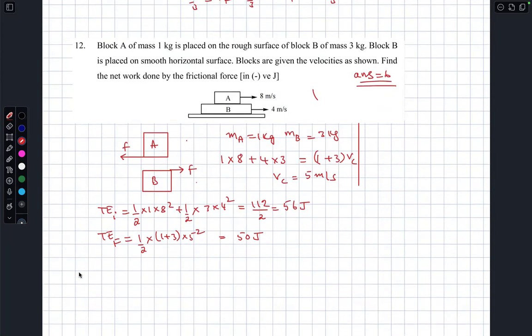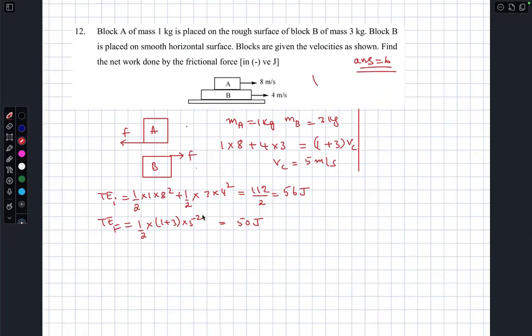Okay. Work energy theorem. Is there any external force doing work? Work done by external force, work done by non-conservative force, work done by conservative force is the change in kinetic energy. Is there any external force?